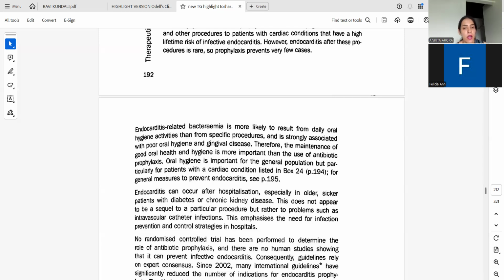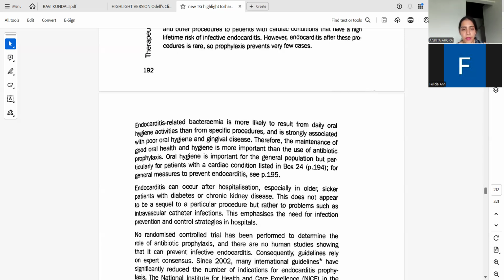Endocarditis can occur after hospitalization, especially in older, sicker patients with diabetes and chronic kidney disease. So we have two more comorbidities which can lead to endocarditis. This does not appear to be a sequel to a particular procedure, but rather to problems such as intravascular catheter infections. This emphasizes the need for infection prevention and control strategies in hospitals.